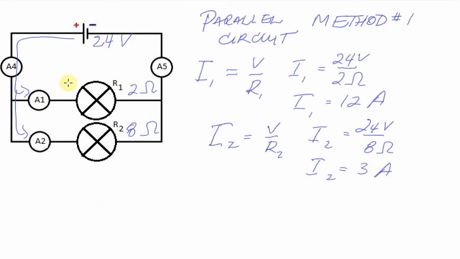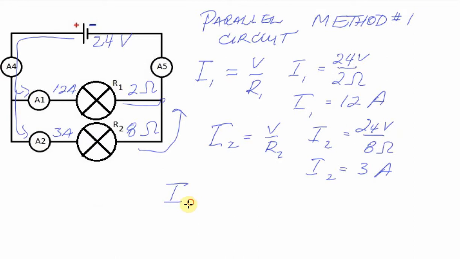So I know going to my circuit here that I1, or the current through this branch, is equal to 12 amps. And the current going through this branch is 3 amps. The current goes through here and up this direction. This current goes here. They meet at this point and add together. So I know that through A5, this must be the sum of the two.